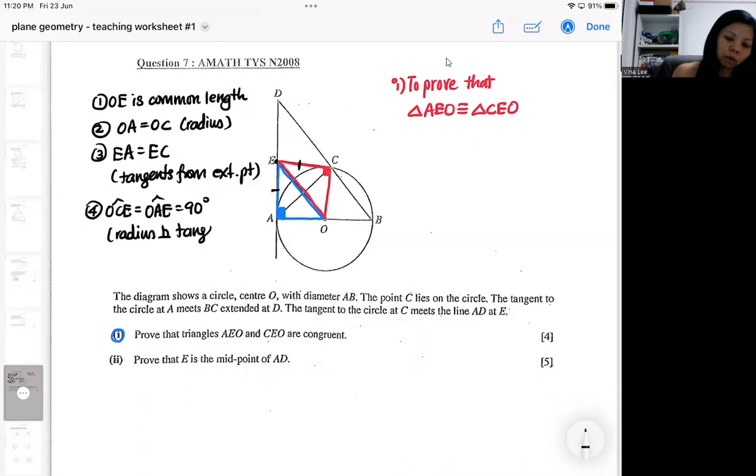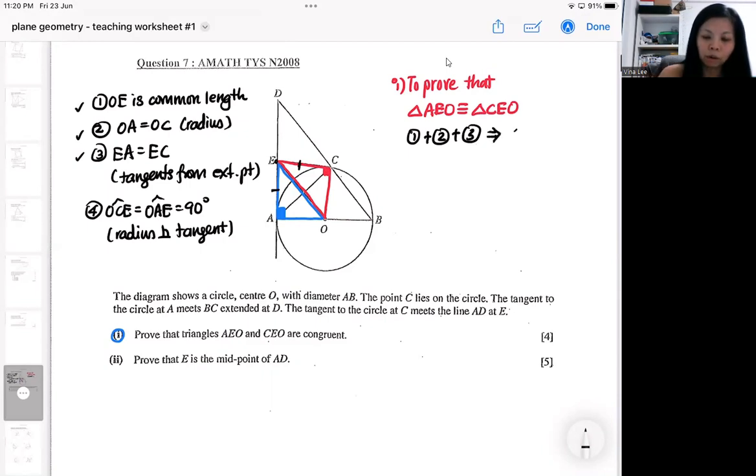So with all these observations, you can decide what you want to use to prove the congruency. For example, if let's say the first choice, you use these three properties, you are using three identical lengths. So the three identical lengths will enable you to prove the congruence by SSS. If you choose this, you will get the answer correct. If you can explain point 1, 2, 3, and then conclude it by SSS, you get 4 marks.